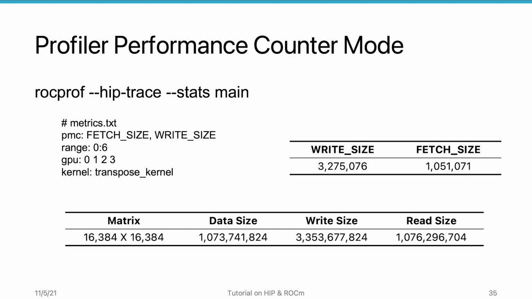So the read size is reasonable. We read a little bit extra, less than 1%. But the write size is not right. We're writing 3 times more data. The problem is that our read access is coalesced, but our writes are not coalesced. So we have to perform a lot of redundant writes, and that causes slowdown.